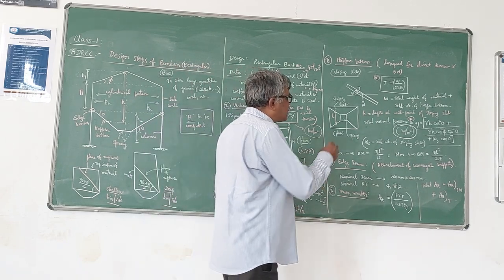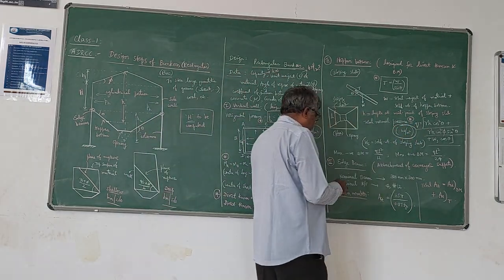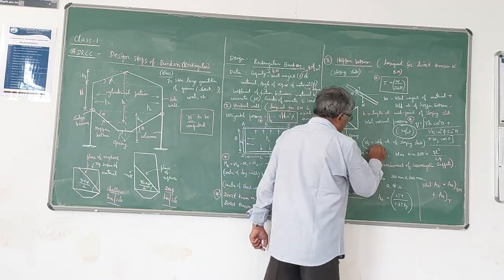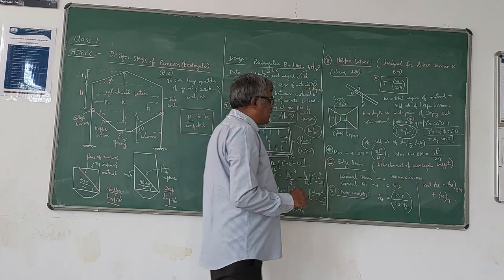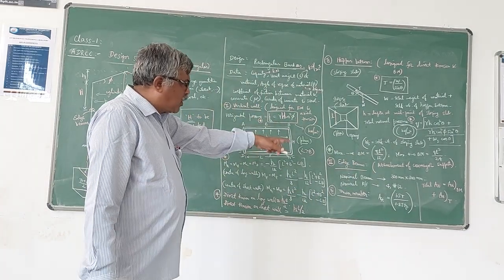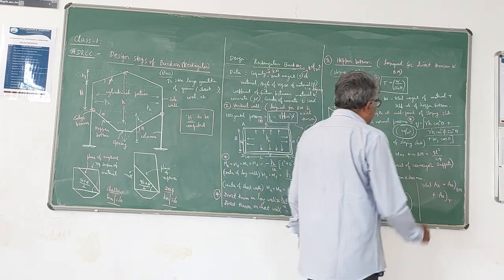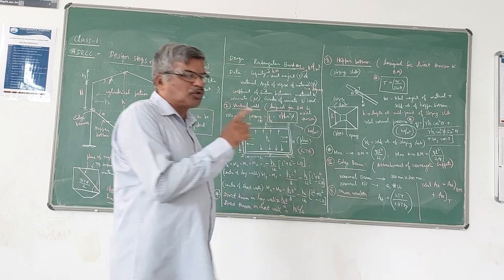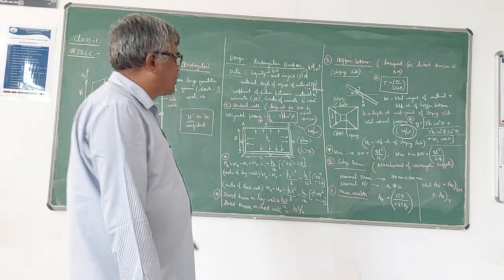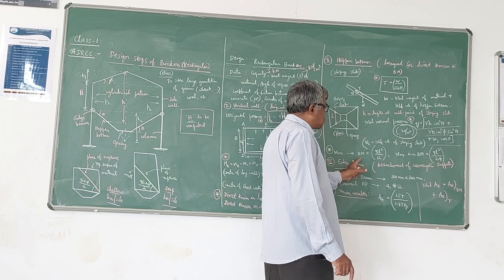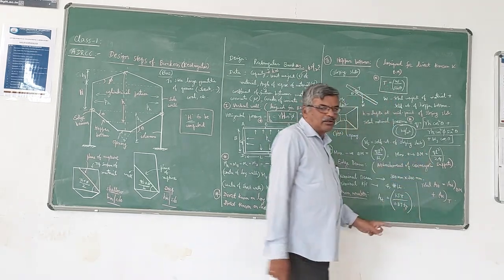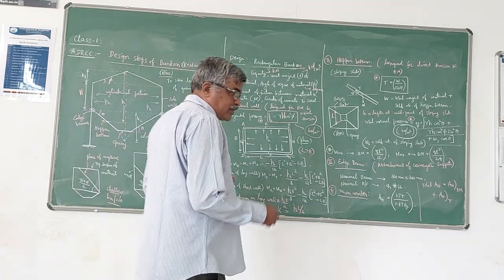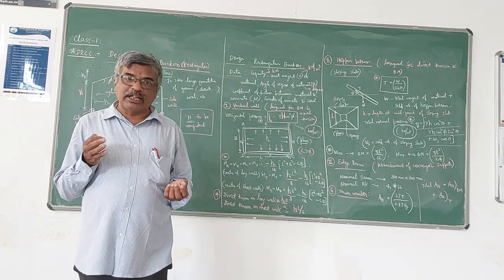Once you get this value of q in kilonewton per meter square, we need to calculate two values of bending moment, one negative and another positive. The maximum negative bending moment is q l square by 12, and the maximum positive bending moment is q l square by 24. We have to design the reinforcements for these two values of bending moment. You can observe that the maximum negative bending moment is 2 times the maximum positive bending moment, since 12 and 24 are there.